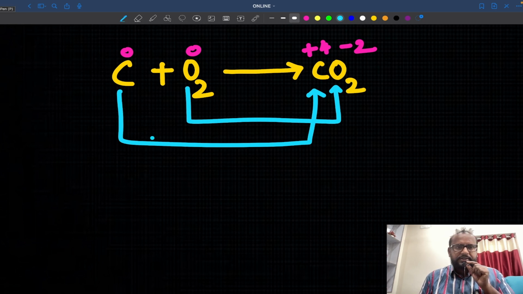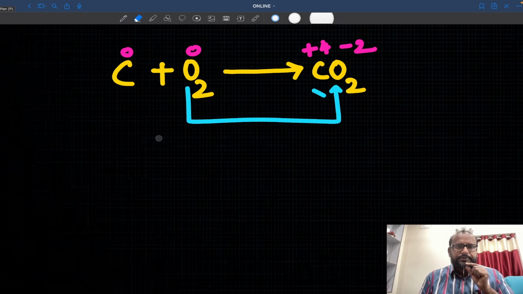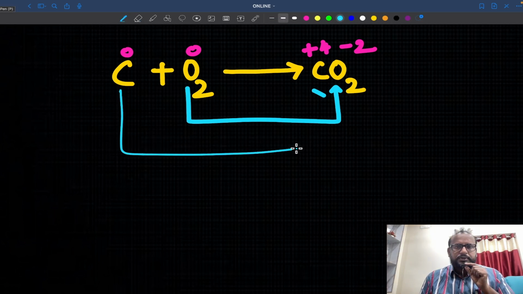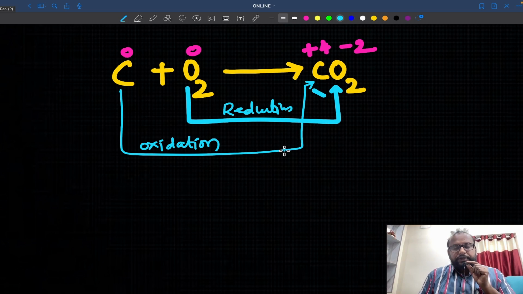I would say that carbon has been oxidized. So this reaction is an oxidation reaction. Why is it oxidation? Because the carbon's oxidation number has been increased. This is a reduction reaction. Why? Because oxygen's oxidation number has been decreased. We'll take up one more example.